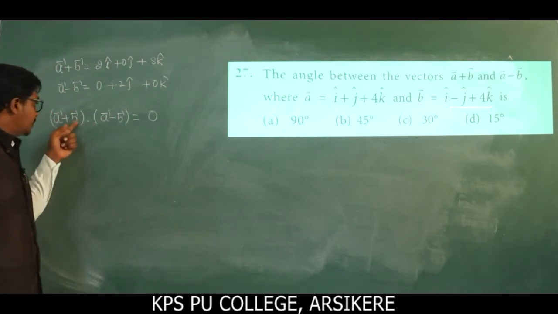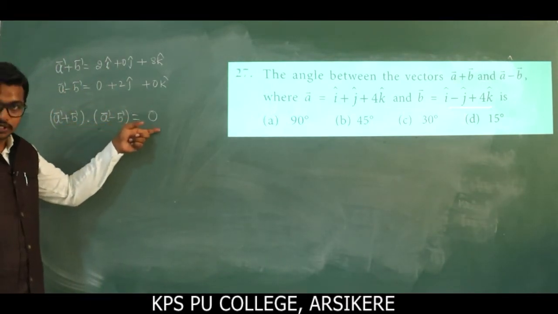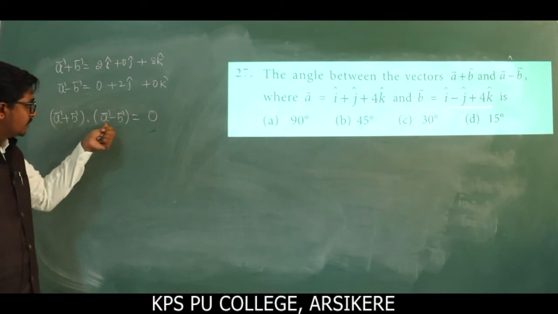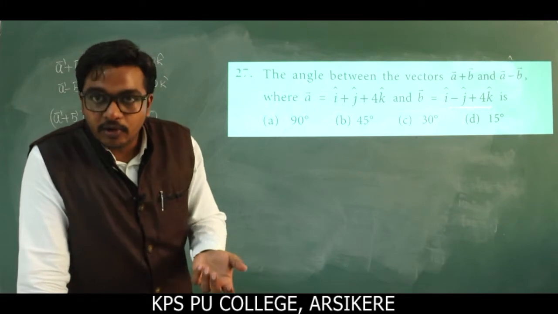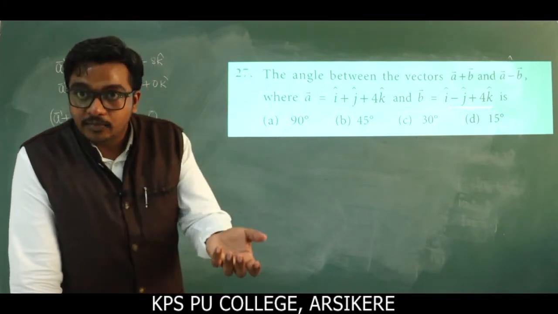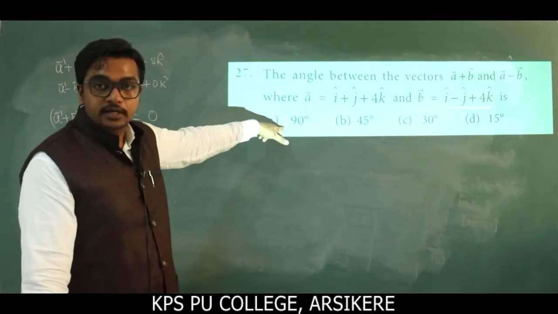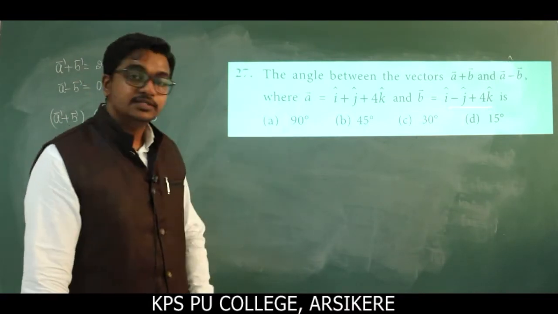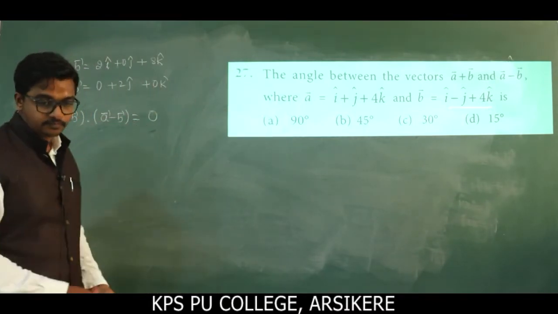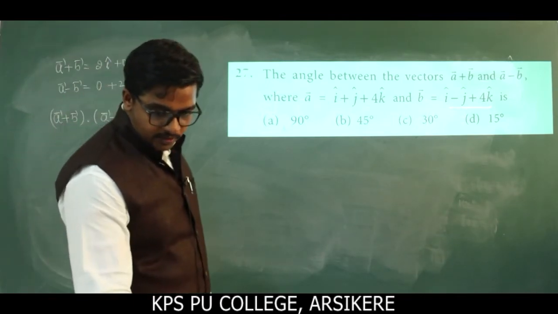Therefore vector a plus b dot vector a minus b is equal to 0 means vector a plus b as well as a minus b are perpendicular to each other. Once they are perpendicular to each other, their angle becomes 90 degrees. Angle between them is 90 degrees. Understood, children? This option A is the right answer. Next question.